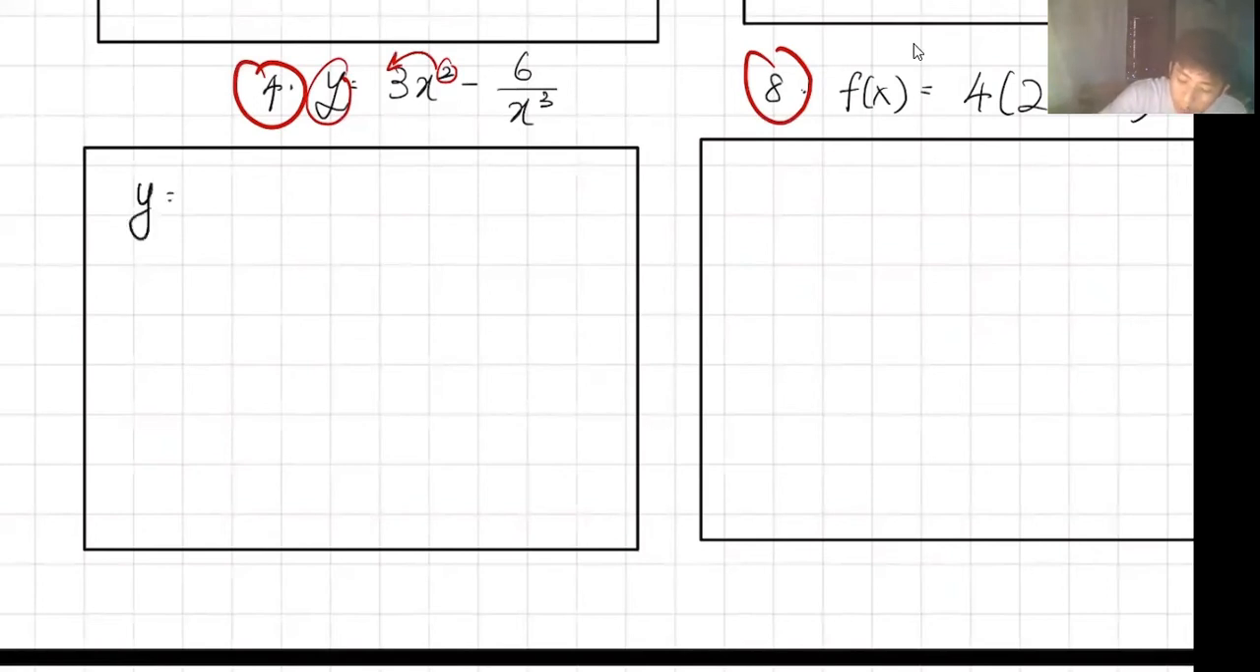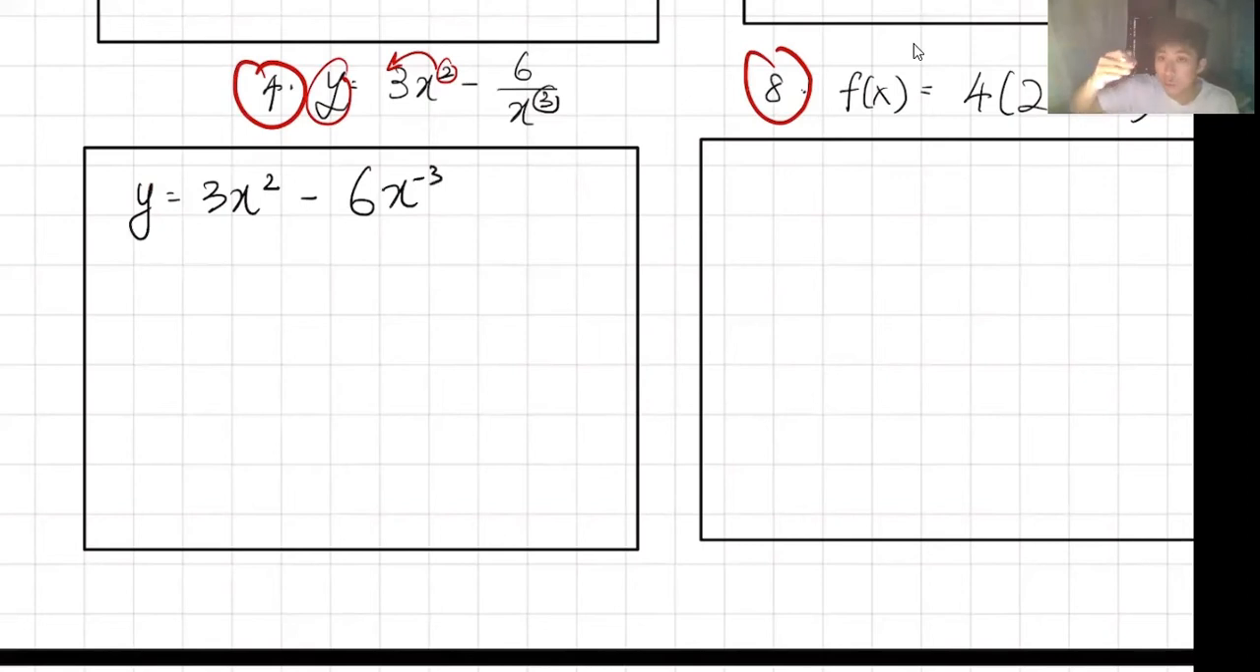So y, I rewrite first. I haven't differentiated. That's why it's y, not dy/dx. (3x squared minus 6), I'm just copying. You want to change this to the top, just change the sign of the power of x. Okay, what I do is you just change the sign of the power. This is 3, becomes -3.